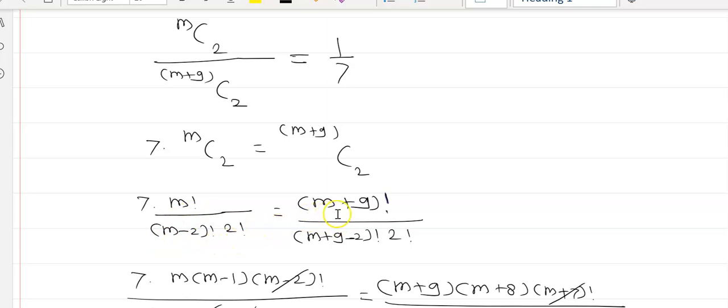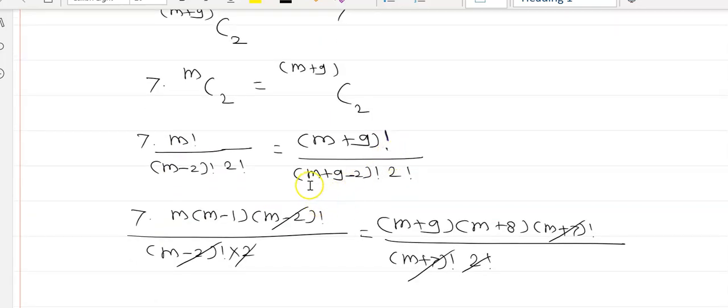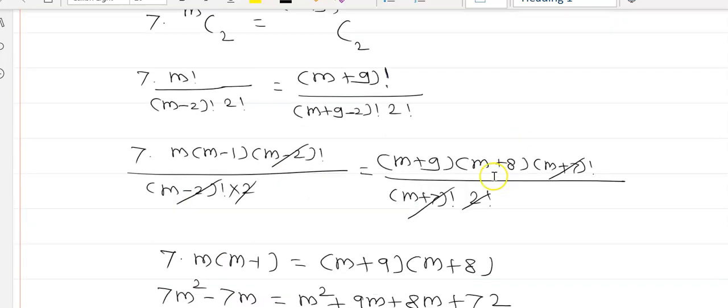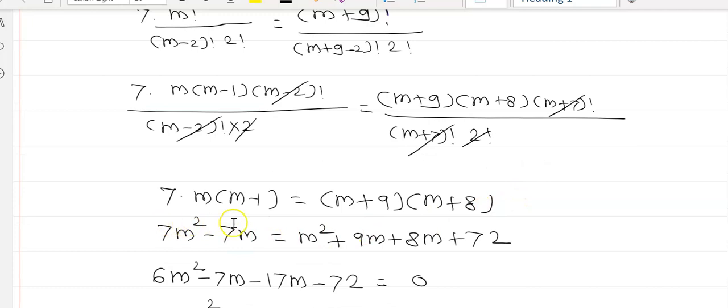And that is equal to (m+9) factorial upon (m+9-2) factorial into 2 factorial. Now after the calculation, this m factorial can be written as m into (m-1) into (m-2) factorial. (m-2) and (m-2) get cancelled. To the right hand side, m plus 9, m plus 8, m plus 7, this m plus 7 gets cancelled, 2 also gets cancelled. And after calculation, this is a very simple calculation, you can also perform.